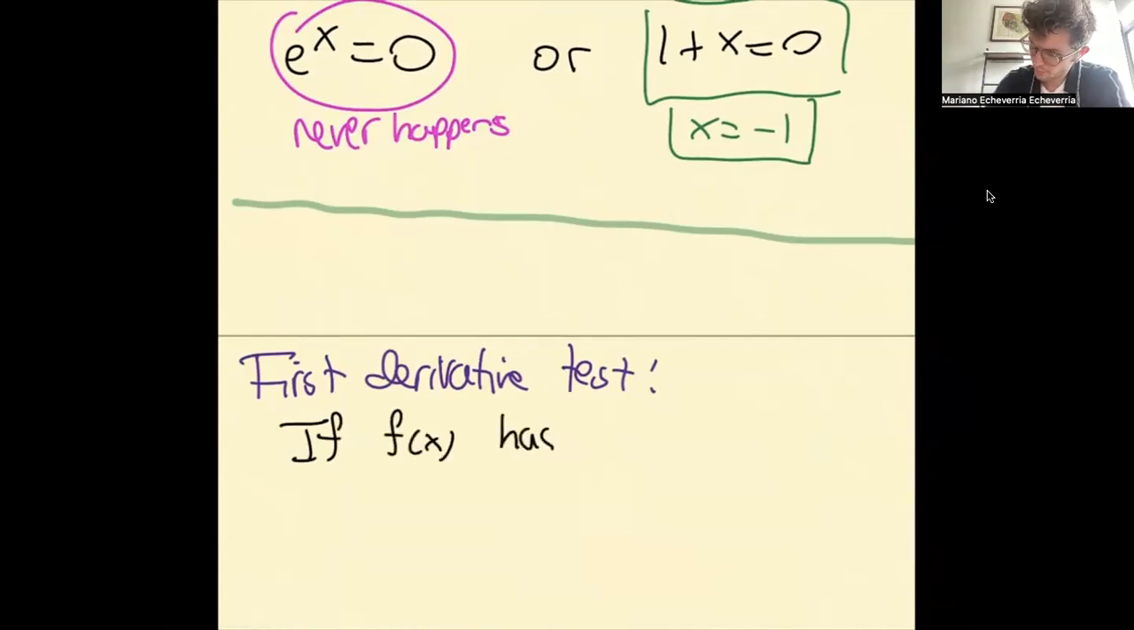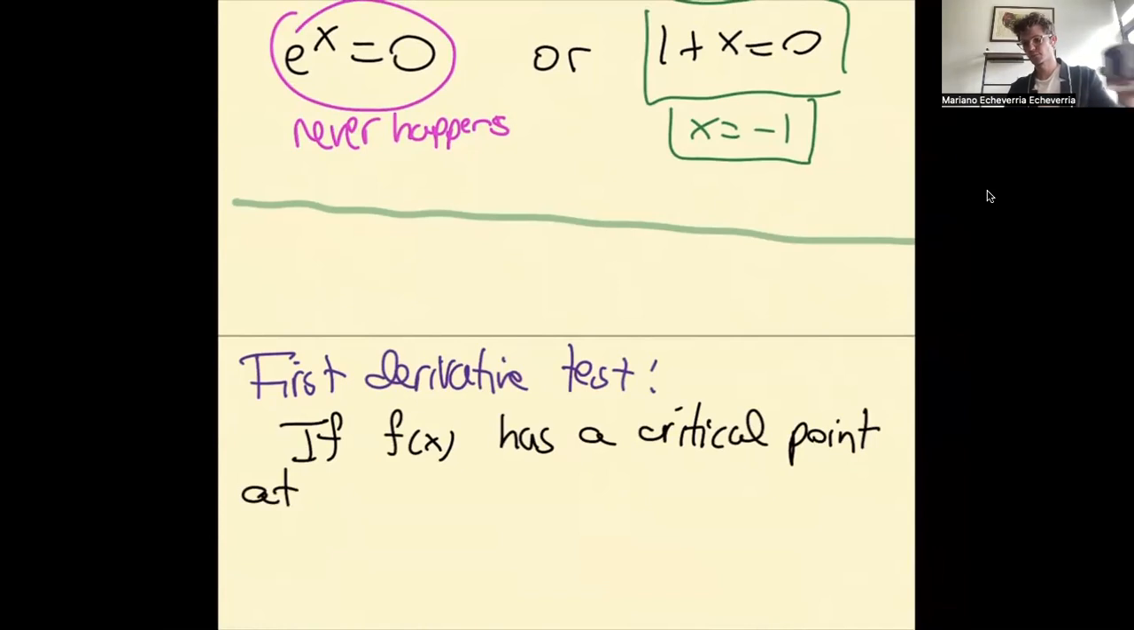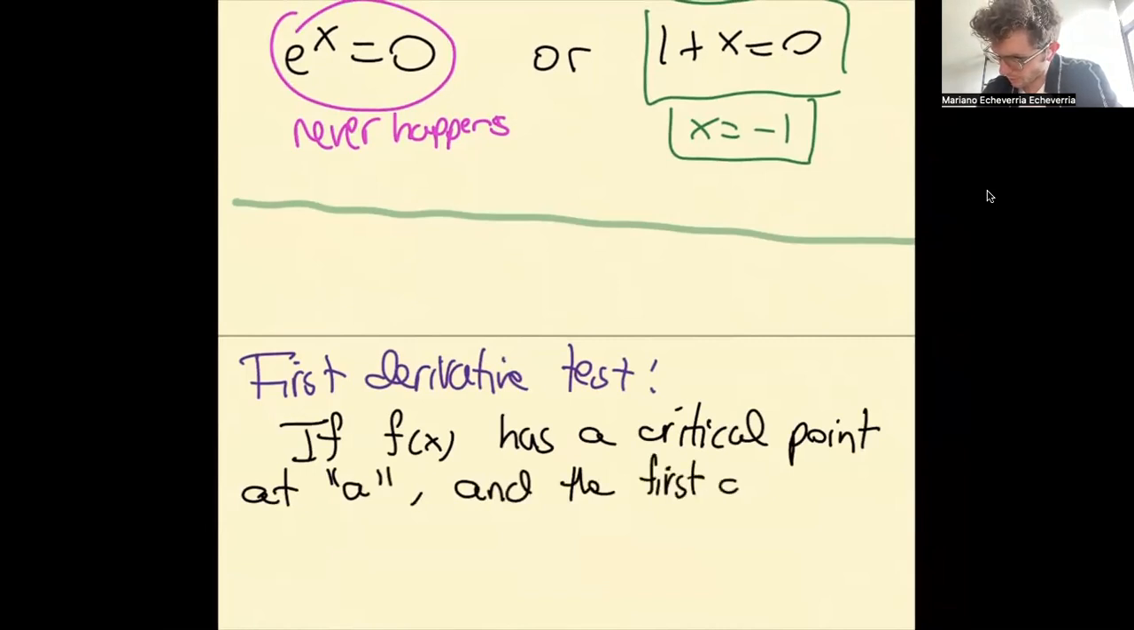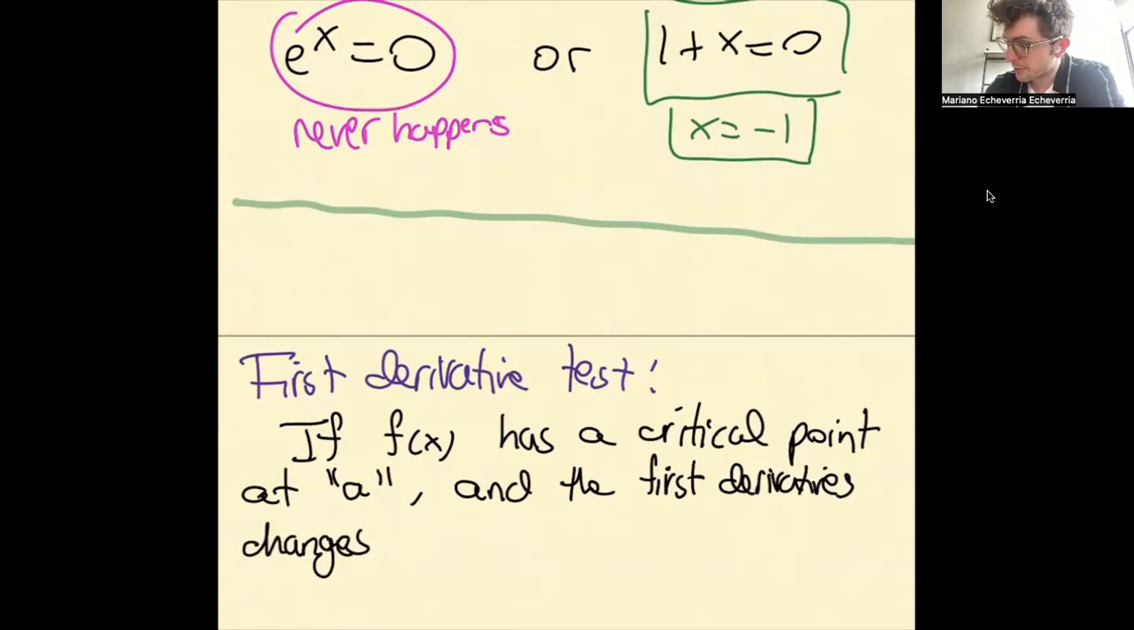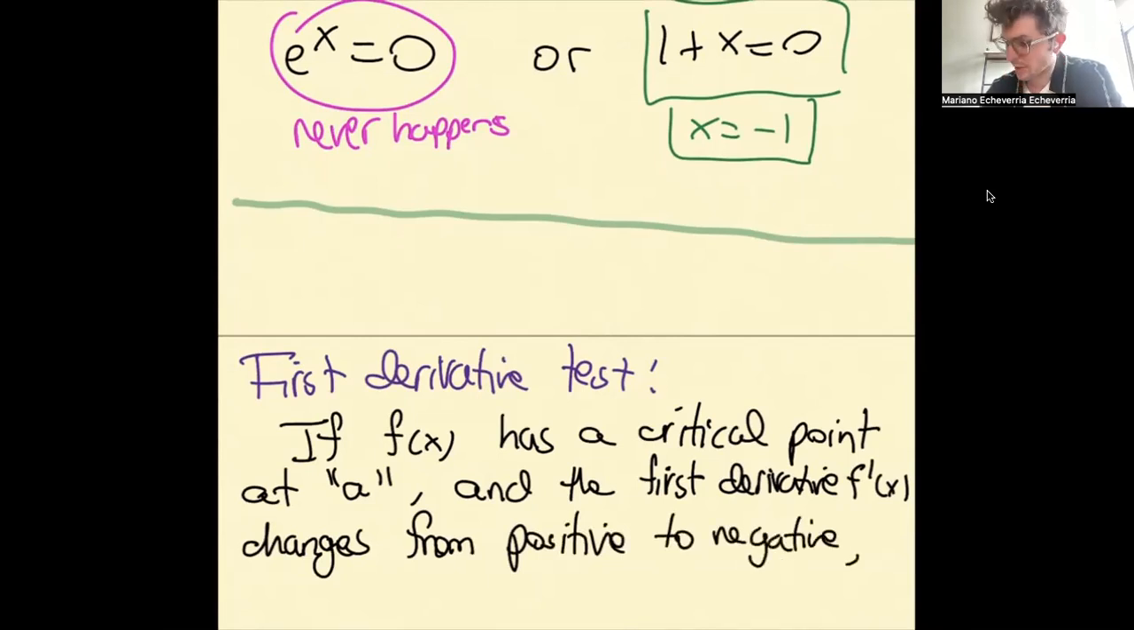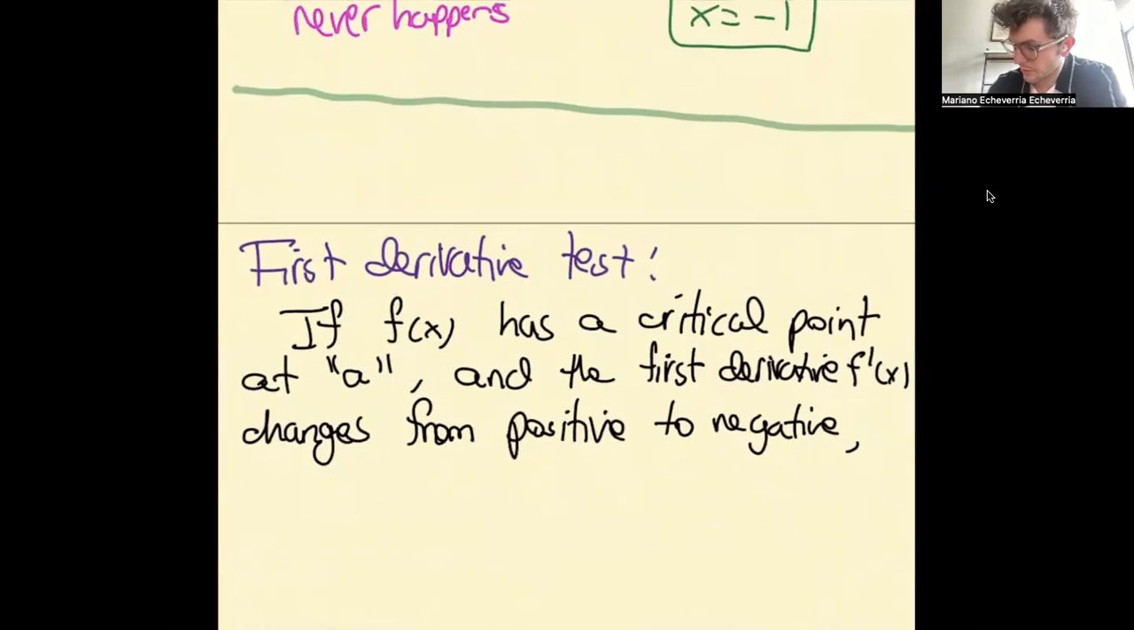If f of x has a critical point at a, and the first derivative f prime of x changes from positive to negative, then a yields, or f of x has, a relative maximum at a.